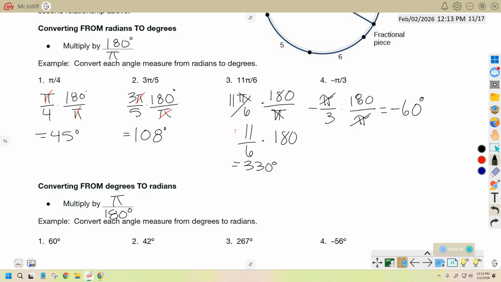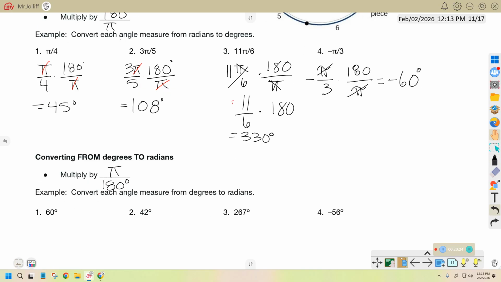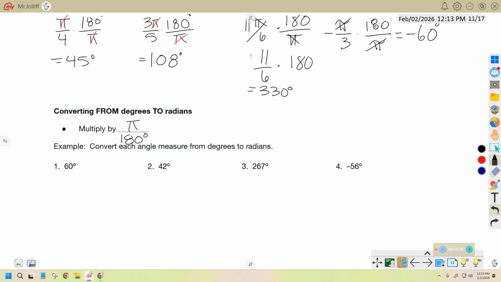You know that it's pi and 180. Whichever units you want in your answer, those are the units that go on top. Good. So I'm going to do 1 and 2, and then we're going to race to see who can do 3 and 4 faster. So number 1, 60 degrees.